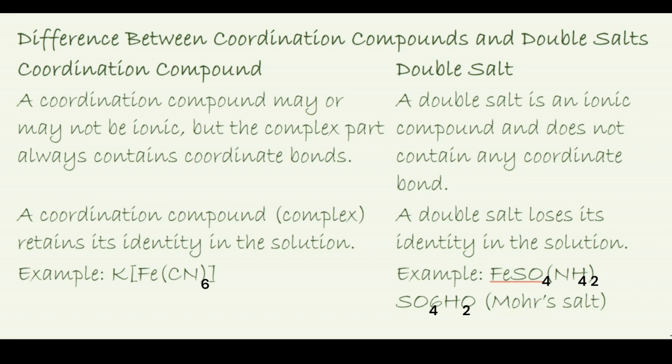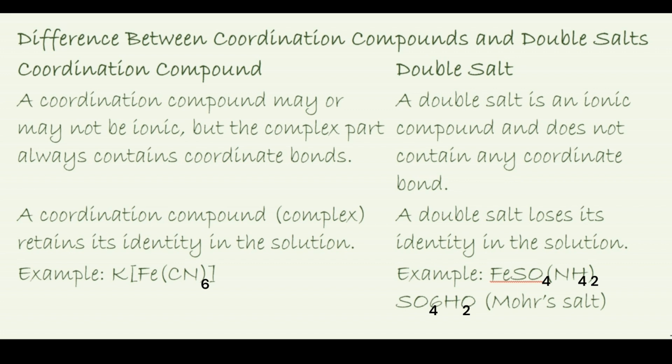Let's get back to the topic, that is coordination compound and the double salt. The major difference between these two is that a coordination compound may or may not be ionic. As I told you, outside the coordination sphere there is a counter ion which compensates the charges, so it can be an ion or a neutral compound. But a double salt is an ionic compound and does not contain any coordinate bond.